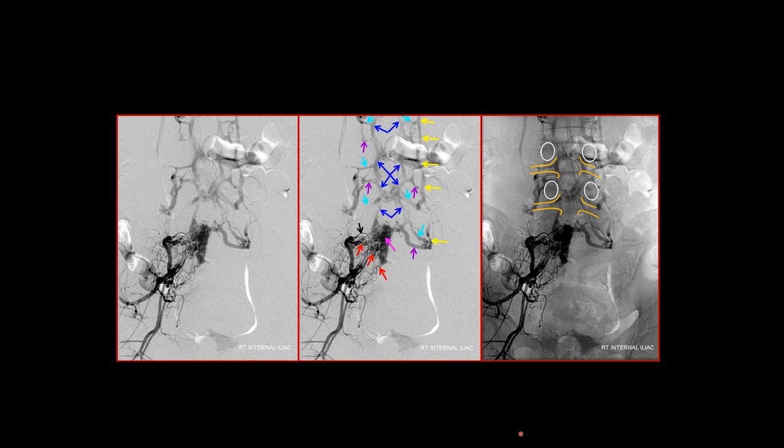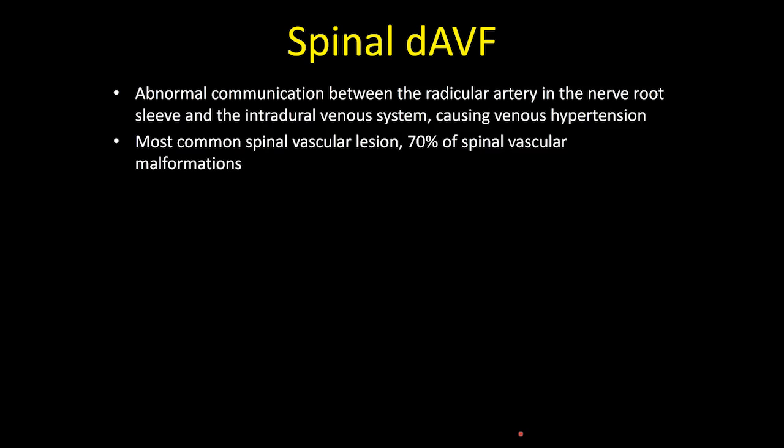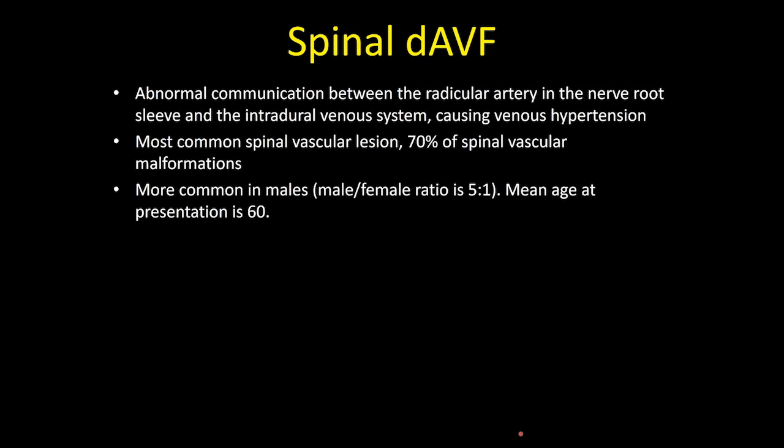So let's go back to vascular malformation after this debrief of the veins, and let's talk about spinal dural arteriovenous malformation, which is an abnormal communication between the radicular artery in the nerve root sleeve and the intradural venous system, causing venous hypertension. It's the most common spinal vascular lesion, explaining 70% of the spinal vascular malformations. It is more common in males, with a mean age of presentation of 60 years old.